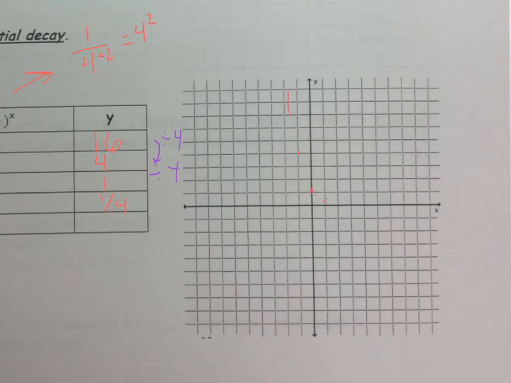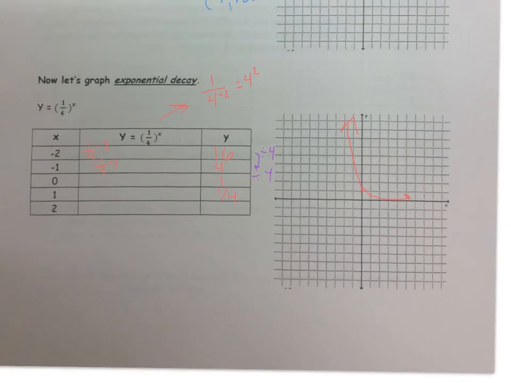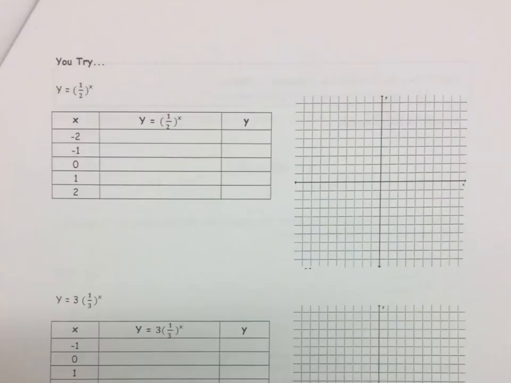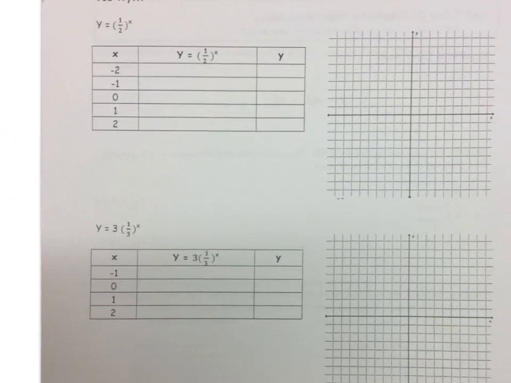Check this out. What's going on? Hopefully you see that it's decreasing. Pause, write that down, move on when you are ready. Okay, try this one. Try to fill in the table. See how you do, and then let's take a look at it.